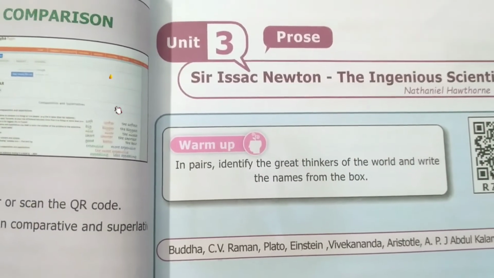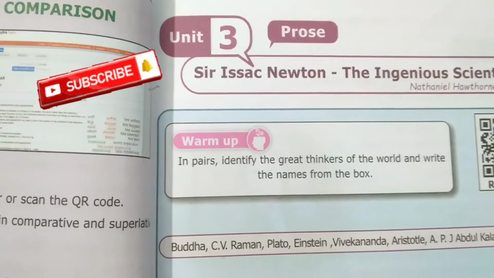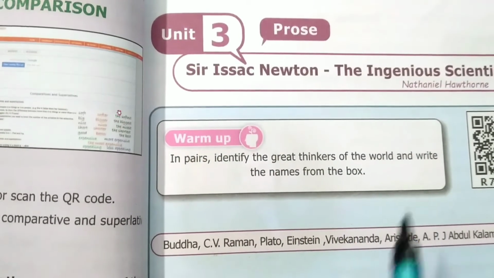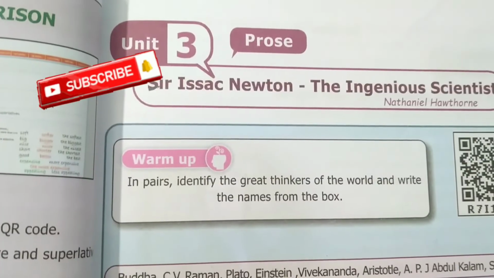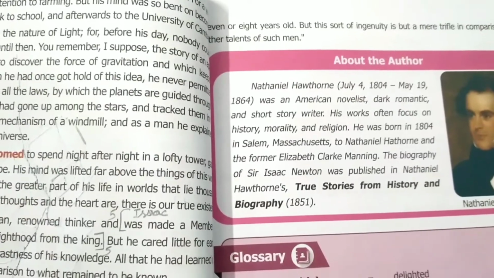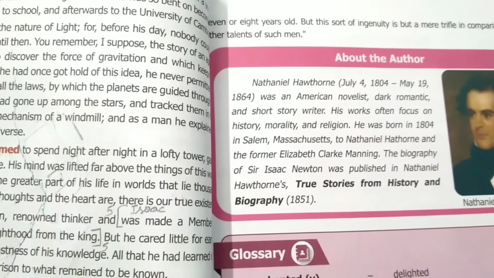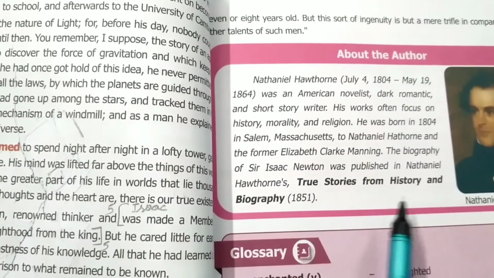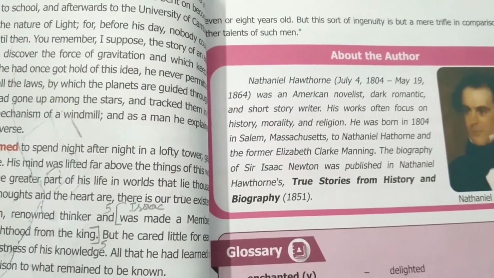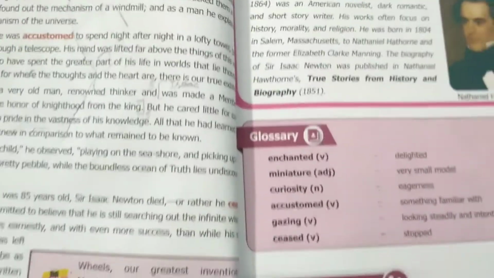Today in our channel, 8th standard English Unit 3 Prose, Sir Isaac Newton, the Ingenious Scientist. This was written by Nathaniel Hawthorne. This was the biography of Sir Isaac Newton and it was published by Nathaniel Hawthorne. He is an American novelist. Now let us see the book evaluation.